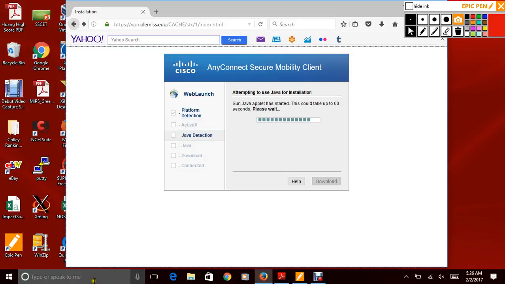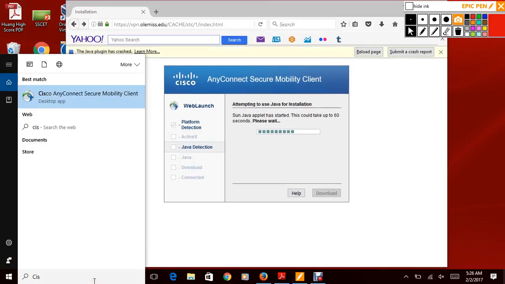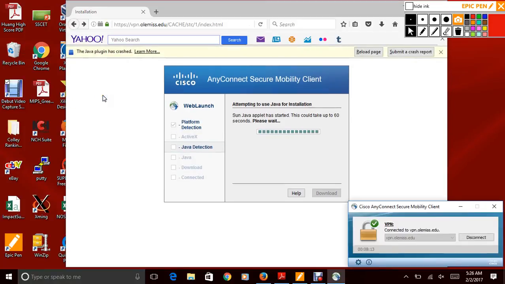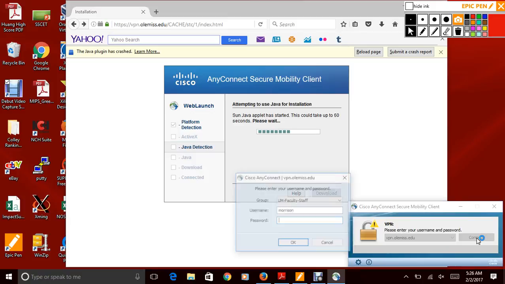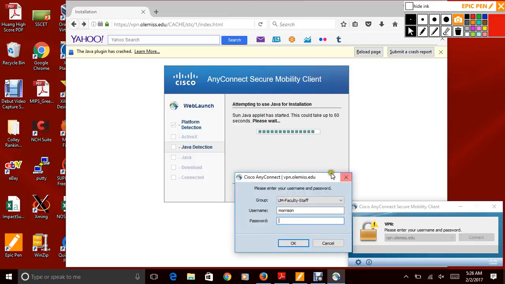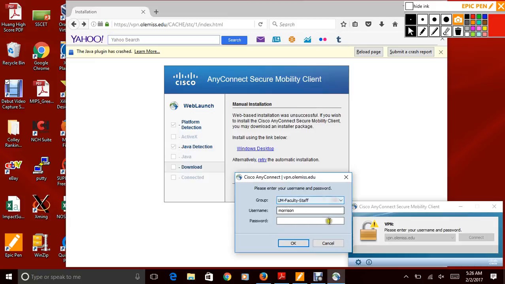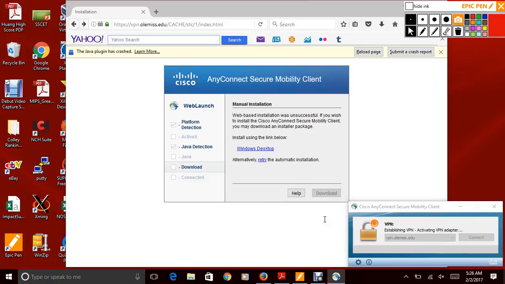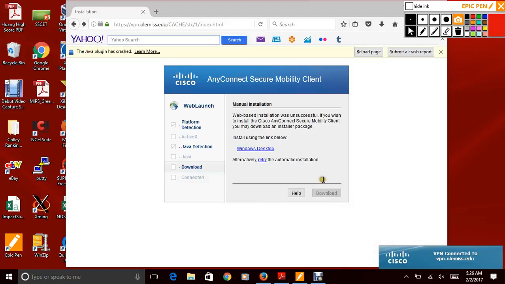If you say stop plugin, it won't work. But if you type in Cisco and it works, you type in AnyConnect, and it'll bring up this Cisco AnyConnect Secure Mobility Client. You type in vpn.olemiss.edu. Now I'm already connected, but if you click connect, you will be able to log in. You use the local, and then type in your password. And so that will allow it to work.